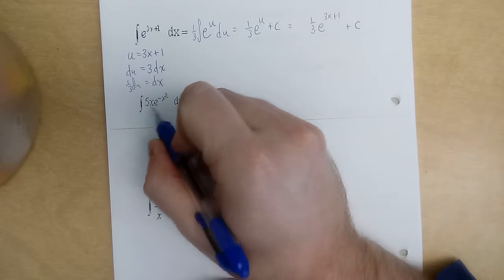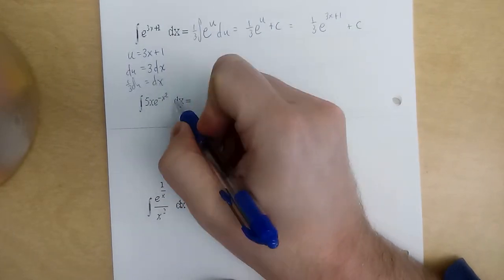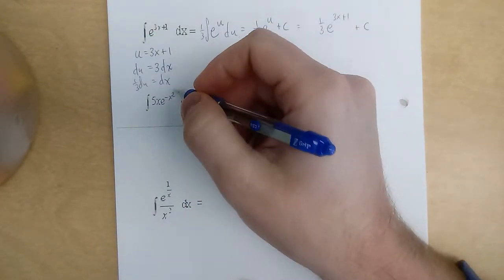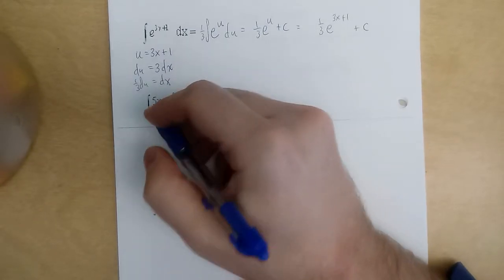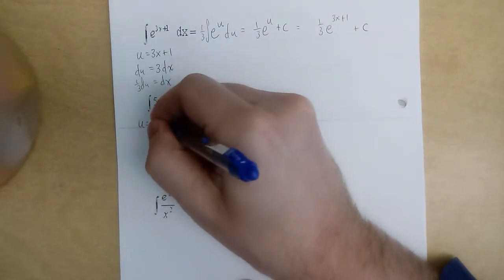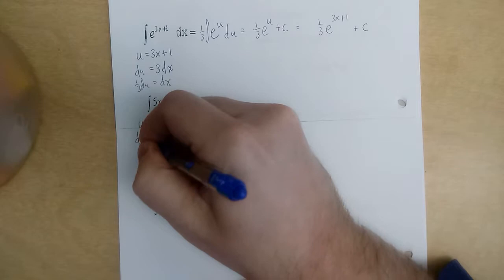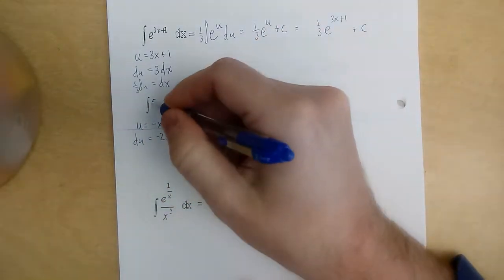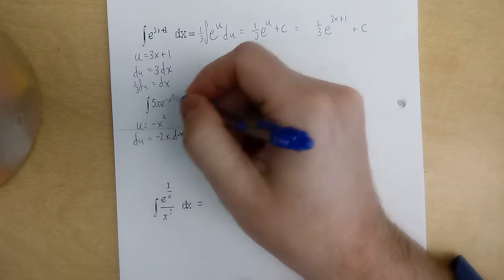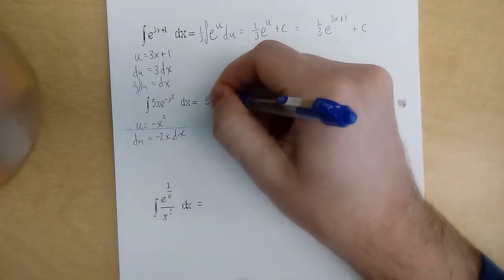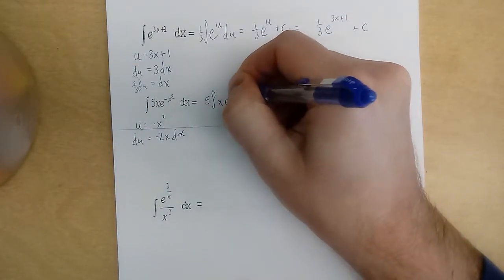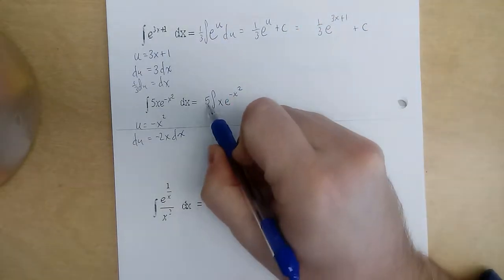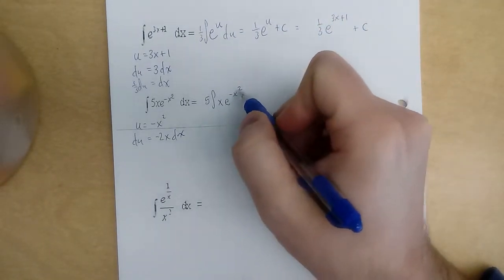So this next one looks significantly more complicated, but let's follow the same idea. I see e to an exponent. Let's try setting u equal to negative x squared. So du would be negative 2x dx, and that's actually pretty comparable here. I'm going to tweak this a little bit so I can think about it more simply. I see this is actually 5 times the integral of x e to the negative x squared.